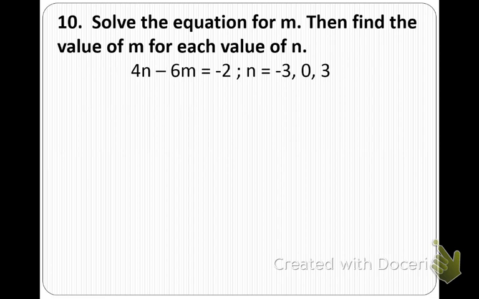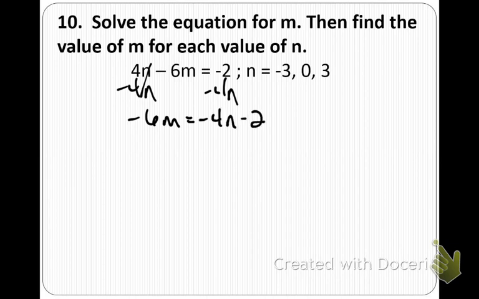Okay. Got one more, I think. One more? Oh, yeah. And we got a couple of applications here that we can use. Get m by itself. Right? So first things first, subtract the 4n. Okay? That's got to go away first. Then we can go through and divide by negative 6. So you're left with m equals negative 4 over negative 6 reduced is 2/3.